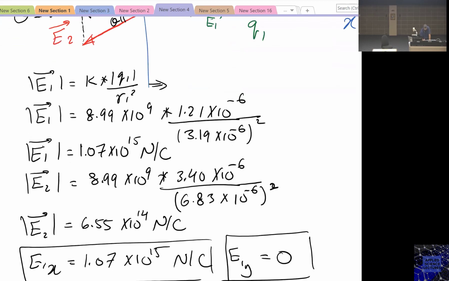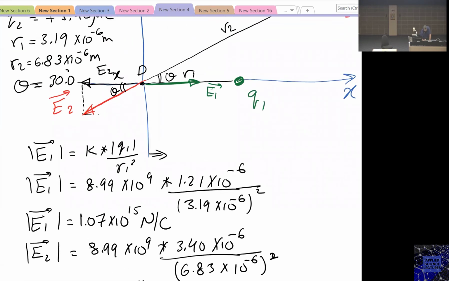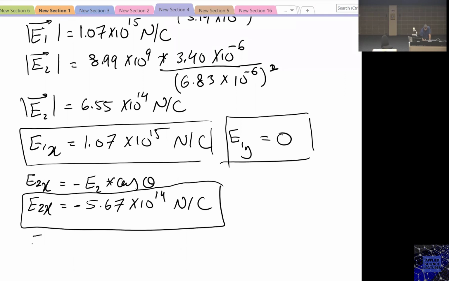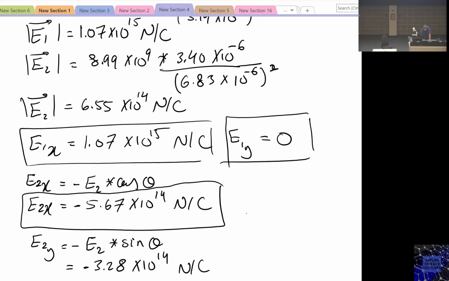What about E2y? Is also a negative, but sine theta. So E2y is minus E2 times sine theta. And this one is minus 3.28 10 to the power 14 newtons per coulomb.